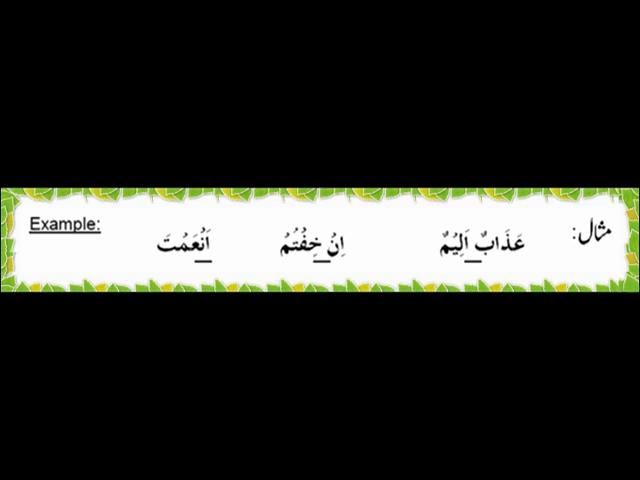Similarly, in the next example, we see that a noon sakin is followed by an ain. Recalling the huruf halki, which are Hamza, Ha, Ain, Ha, Ghain, Kha, we see that the ain, which comes after the noon sakin, is from the huruf halki. Therefore, we have to pronounce the noon sakin very clearly. Therefore, we say an'amta, an'amta.